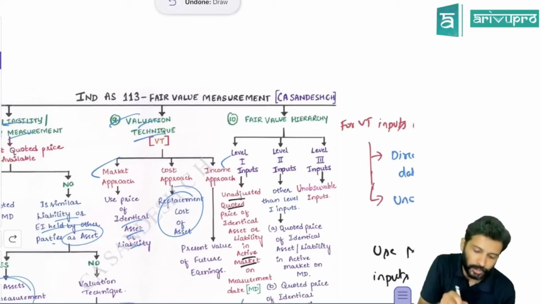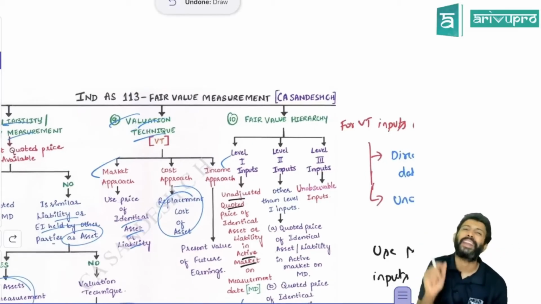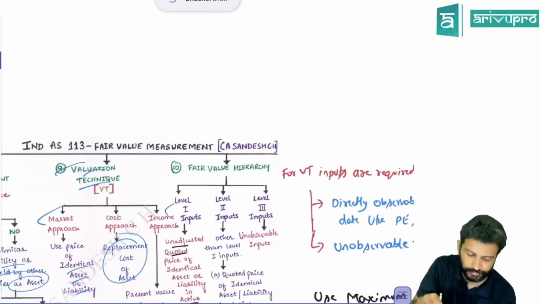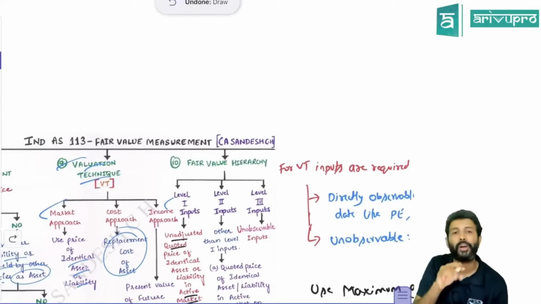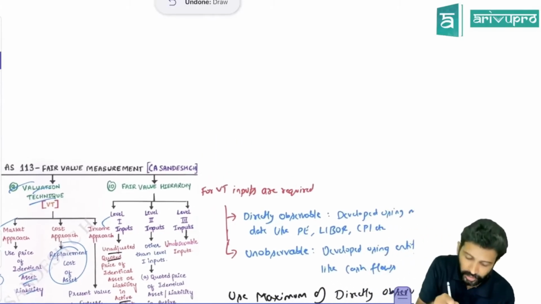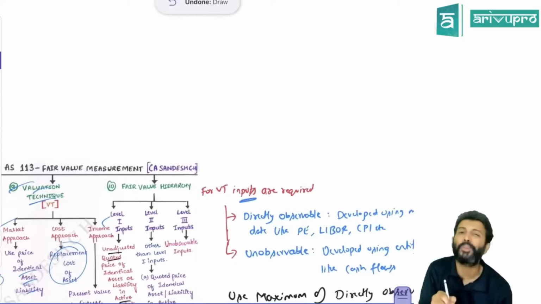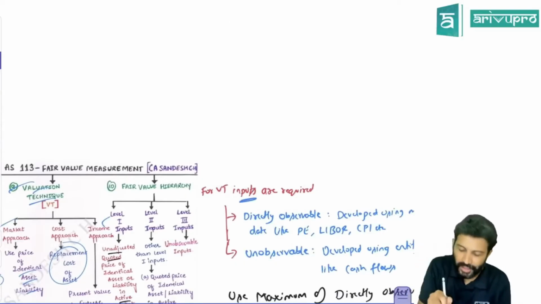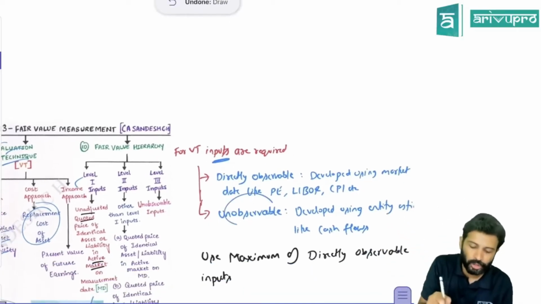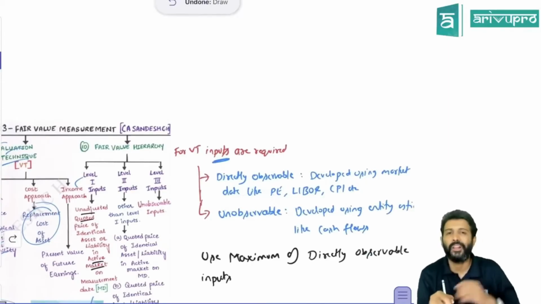But to do this valuation, sir, you need some data. That data we call inputs. To apply all these valuation techniques, inputs are required. Inputs, we say, could be either directly observable inputs or unobservable inputs.